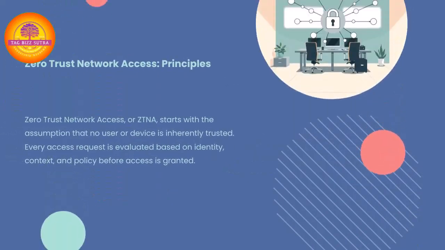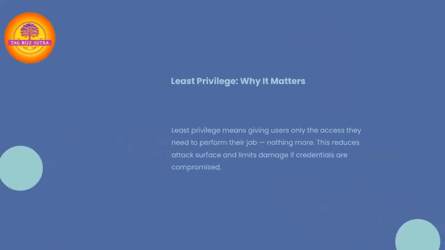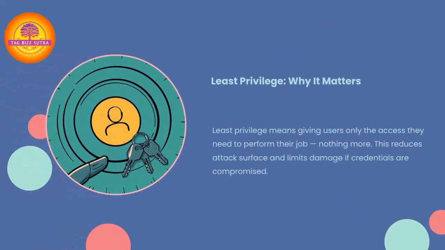Zero Trust Network Access, or ZTNA, starts with the assumption that no user or device is inherently trusted. Every access request is evaluated based on identity, context, and policy before access is granted. Least privilege means giving users only the access they need to perform their job, nothing more. This reduces attack surface and limits damage if credentials are compromised.